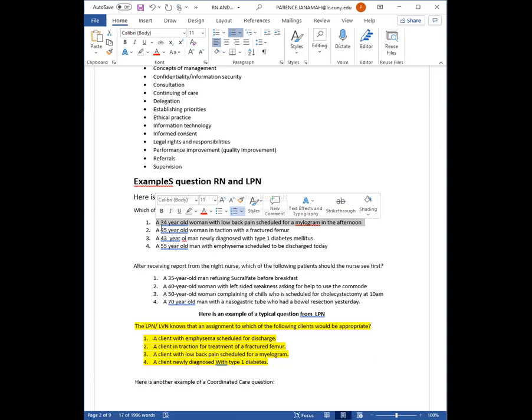So 2 and 3, who will you give it out? The myelogram, you have to teach the patient what the procedure is.